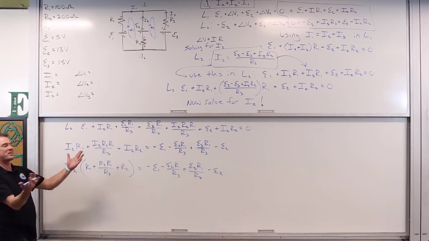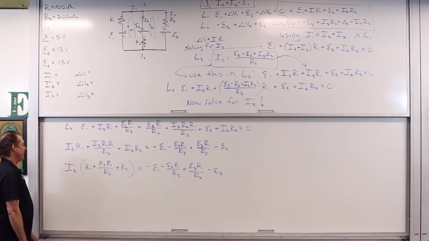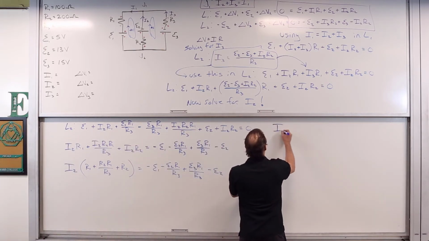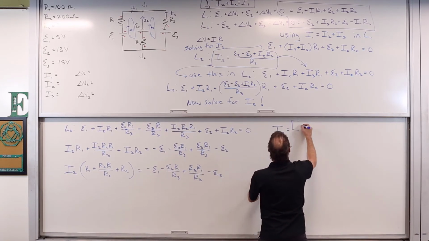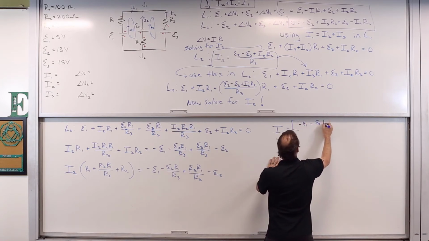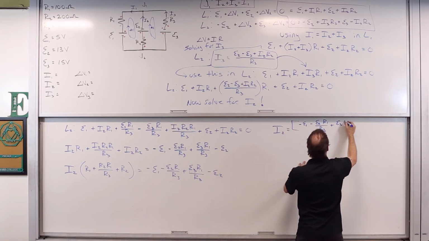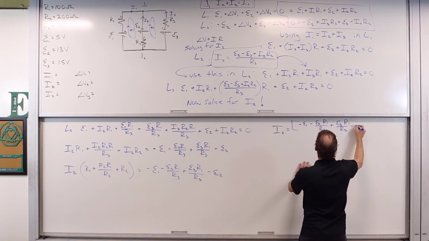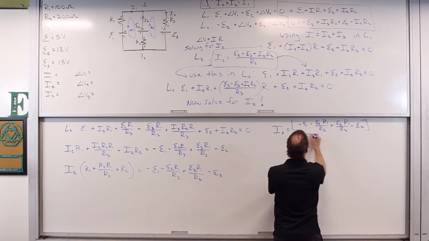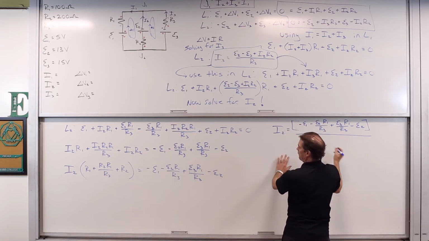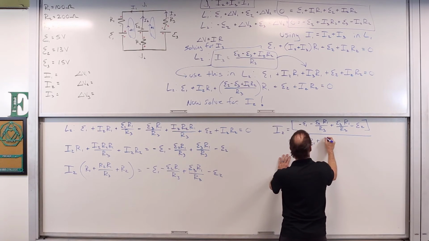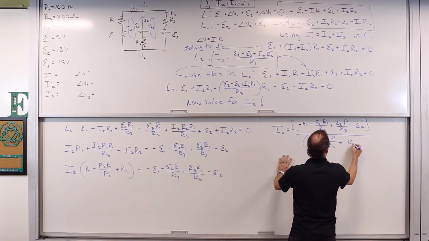Then what could we finally do symbolically? We divide both sides by this quantity. And we've got ourselves I2. So I2 is equal to the quantity of negative E1 minus E2 R1 over R3 plus E3 R1 over R3 minus E2, divided by the quantity of R1 plus R2 R1 over R3 plus R2.